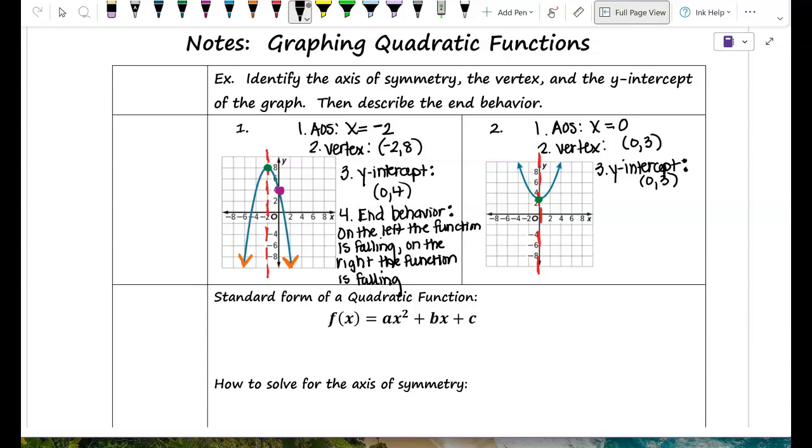And for my end behavior, in this case, my parabola is opening upward, so both sides of it is rising. So on the left, the function is rising.